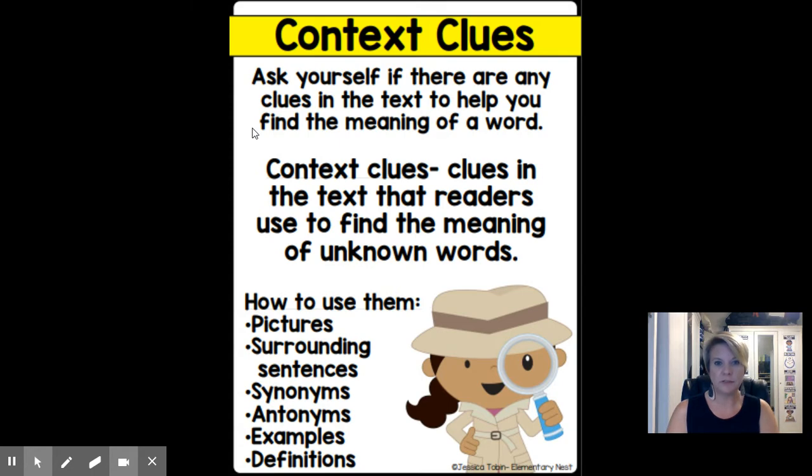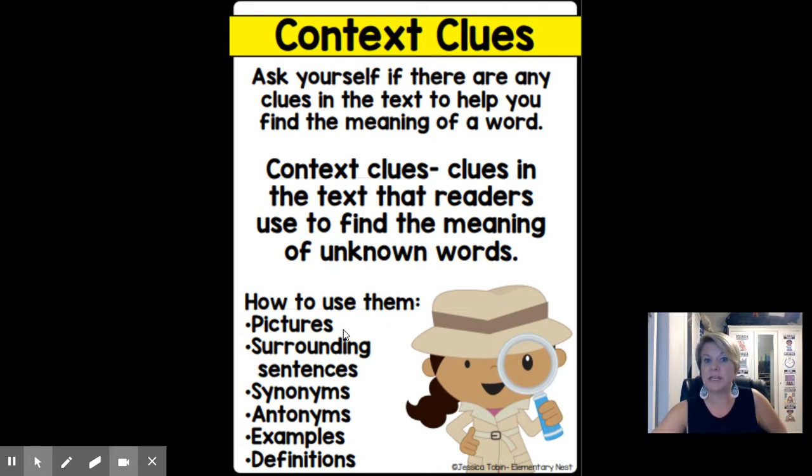So if you're reading a story and you get to a word that you don't know, instead of asking Miss Yell, asking your mom and dad, or looking at a dictionary or even Googling what a word means, you can use the clues that are in the text to help you find out what a word means if you don't know what the word means. So how do you do this? There are different ways that you can do this.